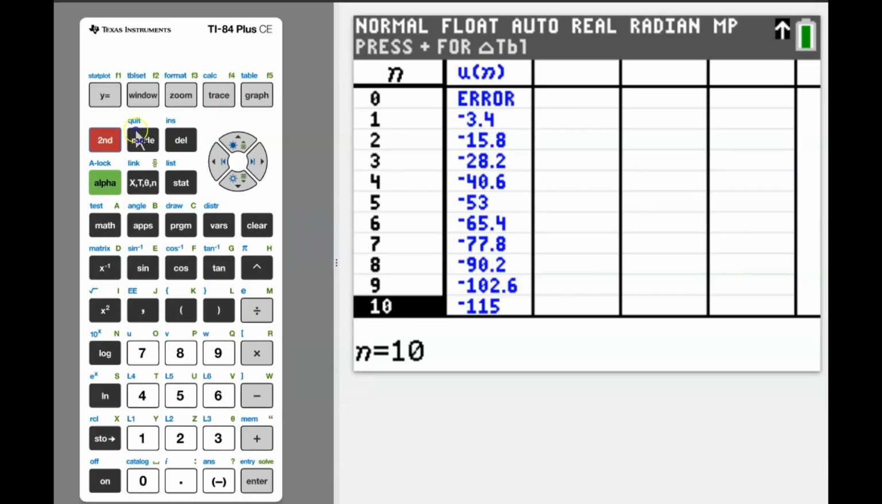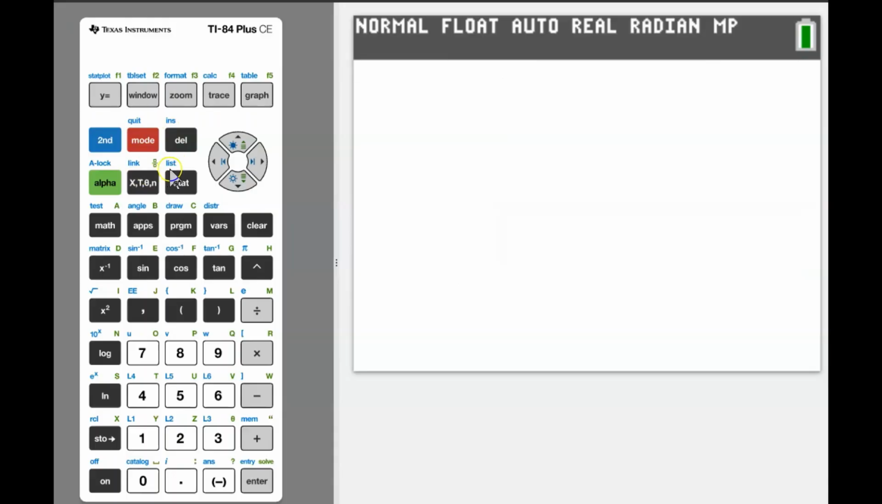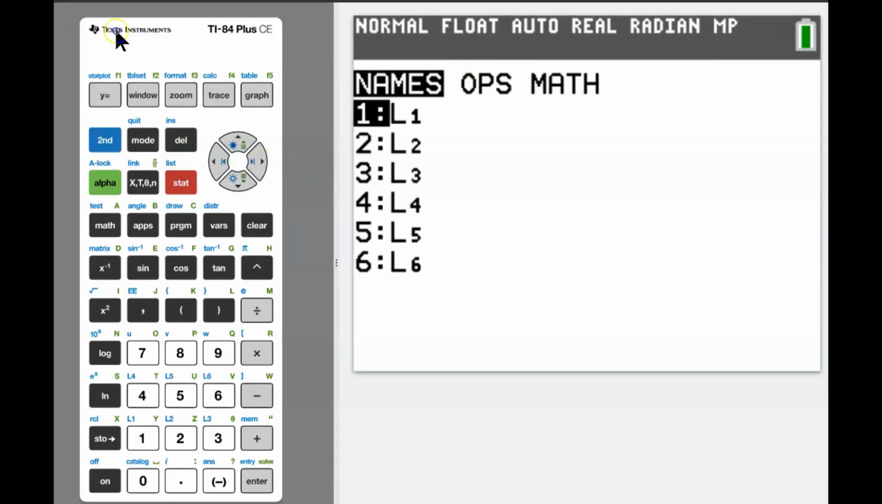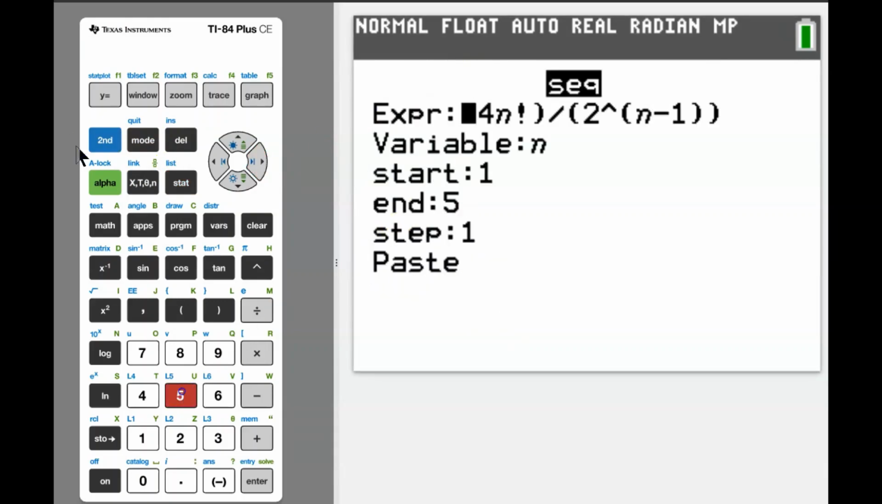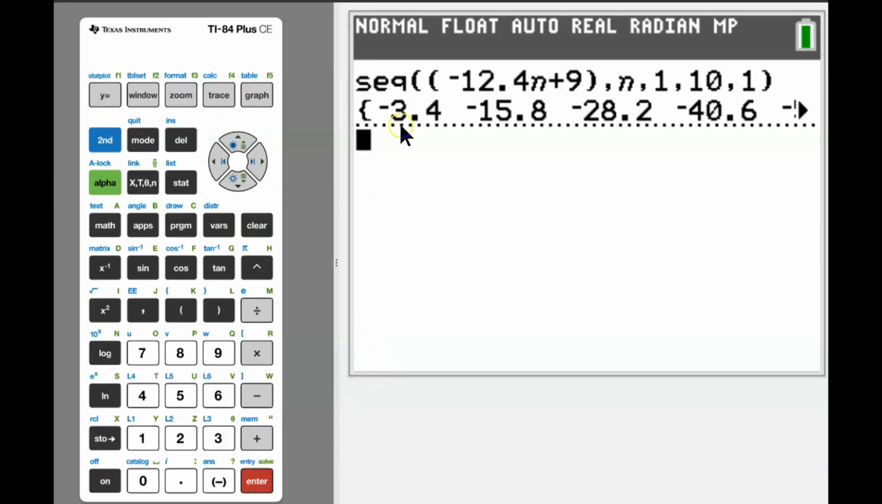Now remember, we can also generate the sequence using our other command here. So if we go to list and then ops, if you remember the sequence command. So we could go through and do all that if we wanted. And that's just another option, but the directions say to use the table, so that's why we're using the table here. So negative 12.4n and then plus 9. You don't really need the parentheses there. So we want to start at 1, end at 10, step by 1, and there you go.